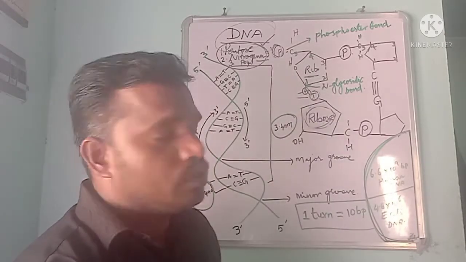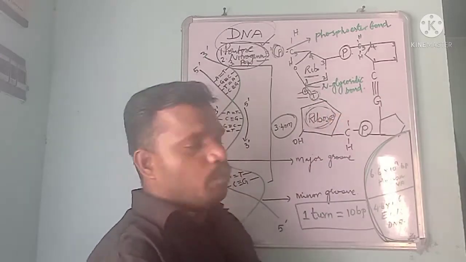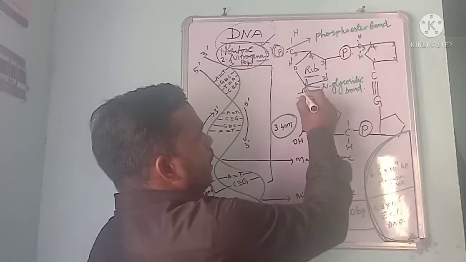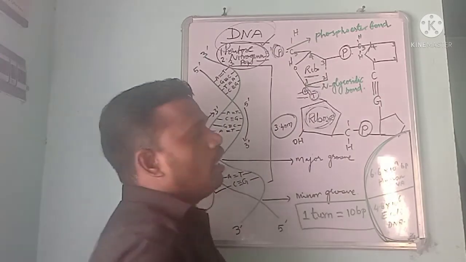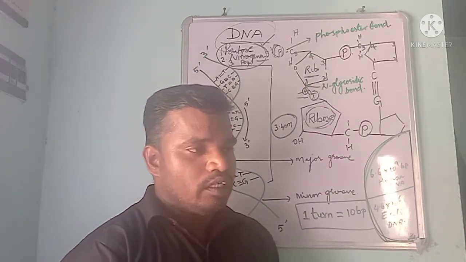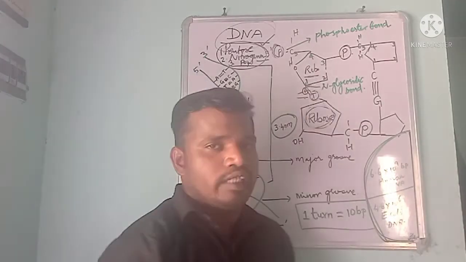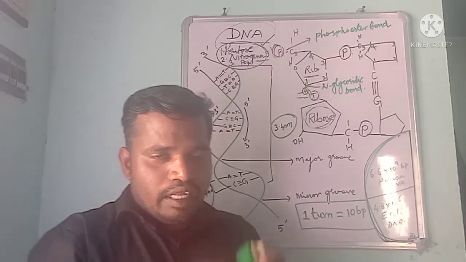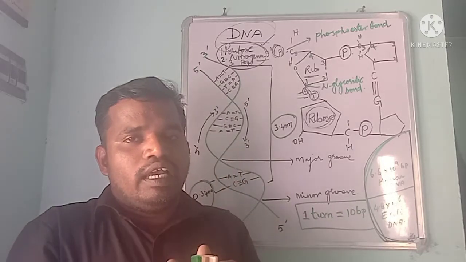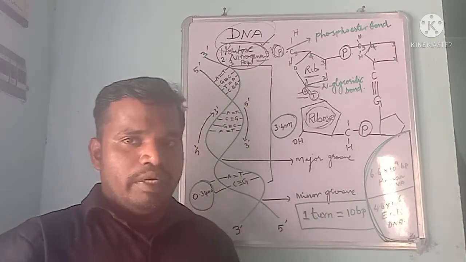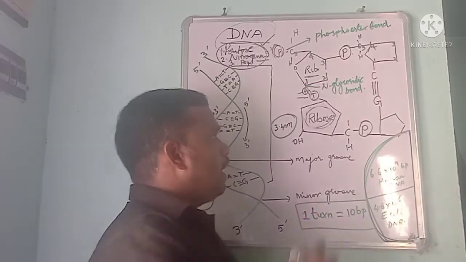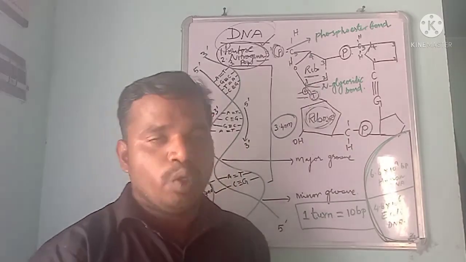It is attached through the N-glycosidic bond. So the nitrogen base is attached to the ribose sugar through the N-glycosidic bond. This is what we call a nucleoside. So what is a nucleoside? The ribose sugar attached with the nitrogen base, any one of the nitrogen bases. So a nitrogen base and ribose sugar form a nucleoside.